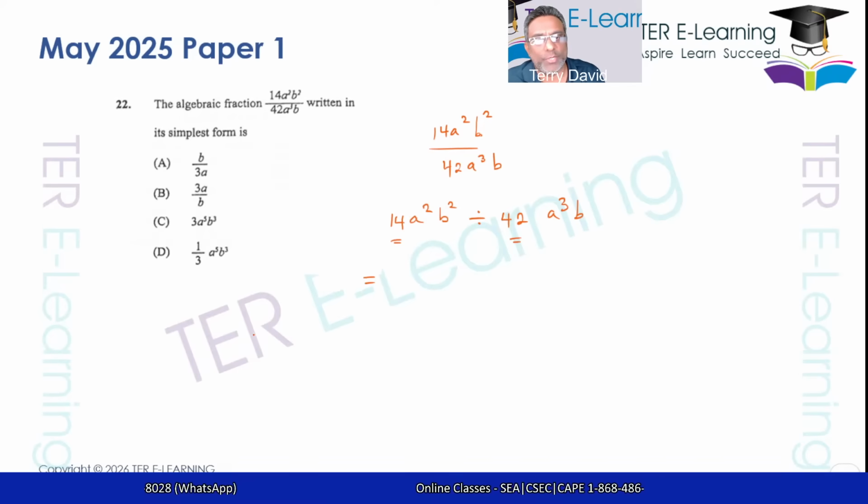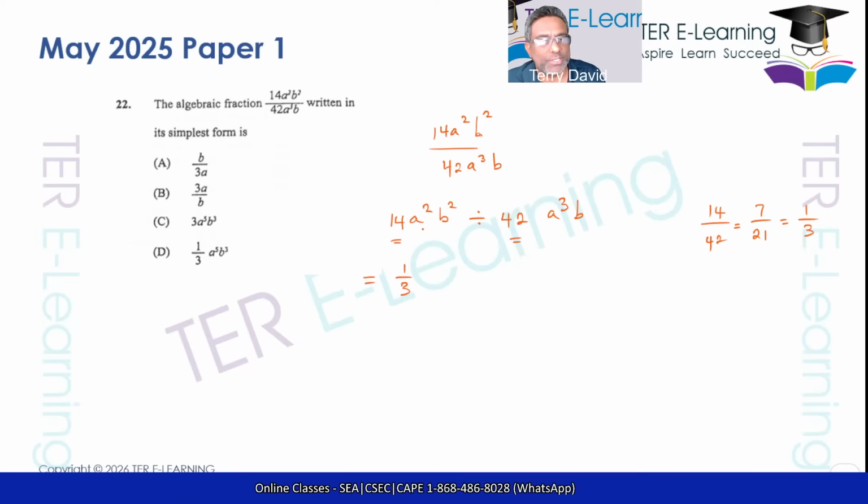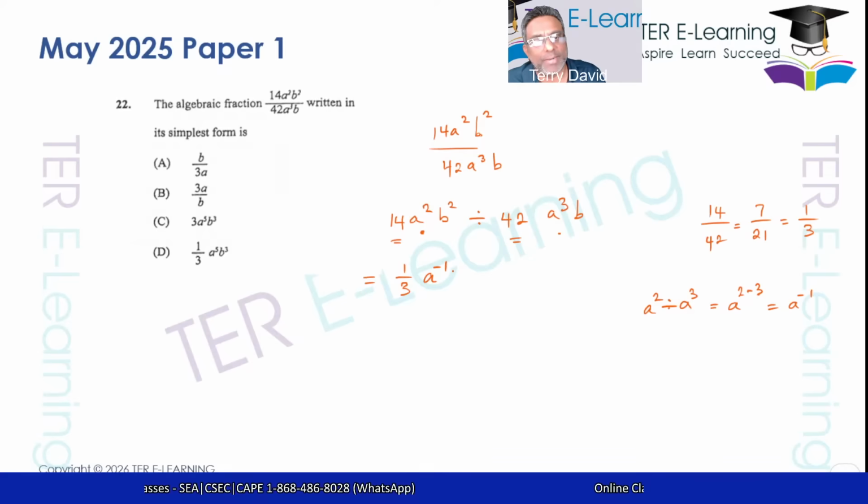So 14 over 42. So let's work that on the side here. If you want 14 over 42, this could be reduced, right? So 7 2s are 14, and this will be 21. So therefore, this is actually 1/3, right? So 14 over 42 is 1/3. Let's deal with the a squared and the a cubed. So a squared divided by a cubed. You're going to subtract your indices there. So 2 minus 3. So we're going to get a to the power minus 1.